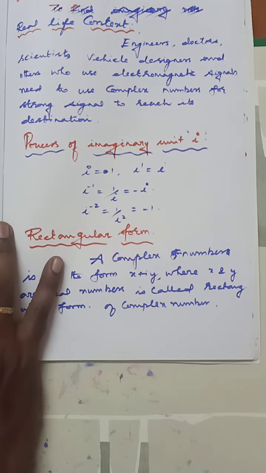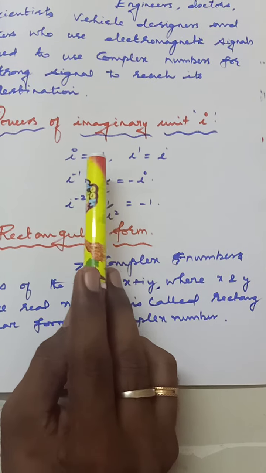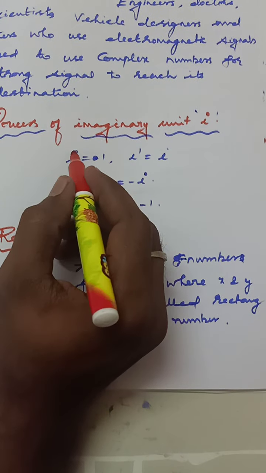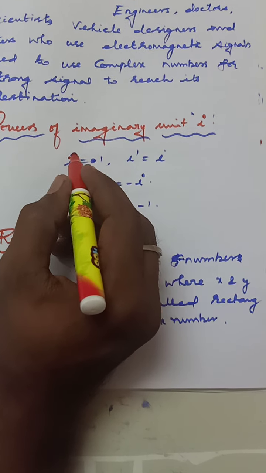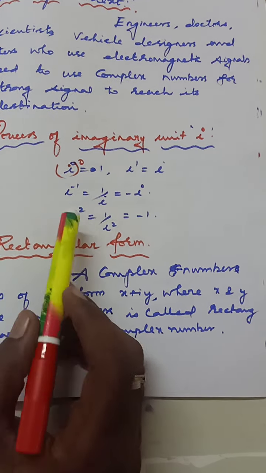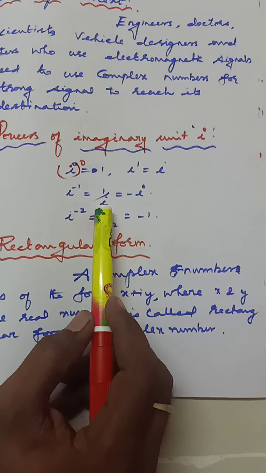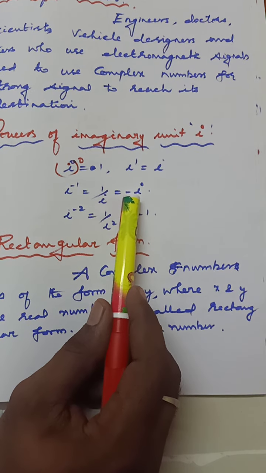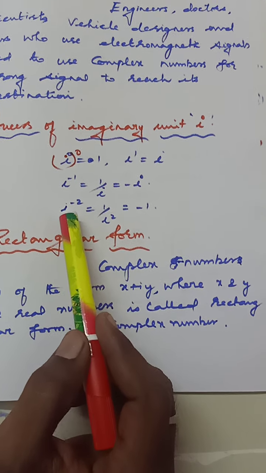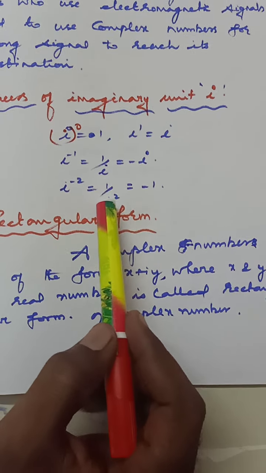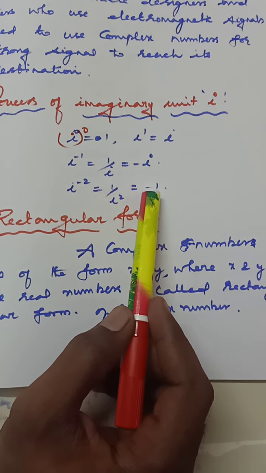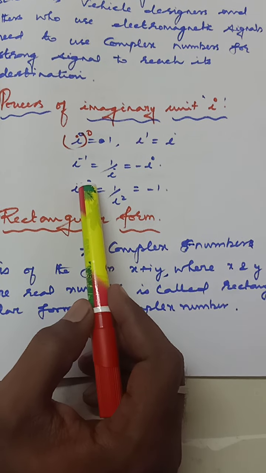Now we come to the powers of the imaginary unit i. i power 0 equal to 1, and i power 1 equal to i. i power minus 1 is nothing but 1 by i, that is equal to minus i. So wherever i power minus 1 appears, you can substitute minus i. And i power minus 2 is nothing but 1 by i square, so 1 by minus 1, that is also minus 1. Okay, this is a small revision of your first exercise.